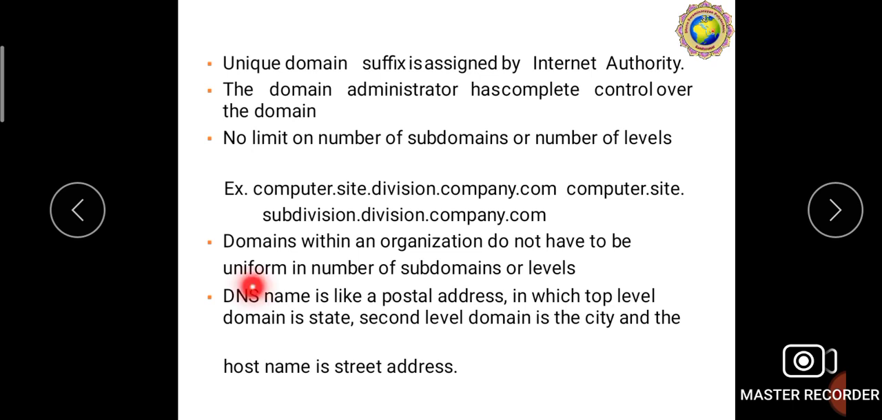A DNS name is like a postal address in which the top level domain is the state, the second level domain is the city, and the host name is the street address. So here is an example that is easy to understand. A DNS name is like a postal address in which the top level domain is a state, the second level domain is our city name, and the host name is like our street address. So this concept is easy to understand.